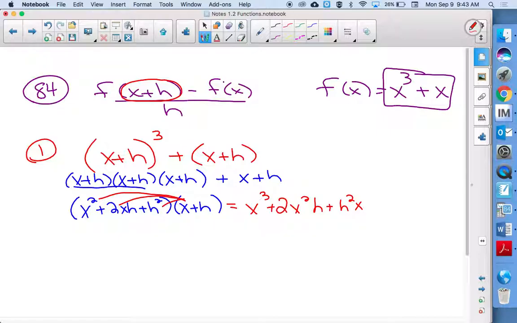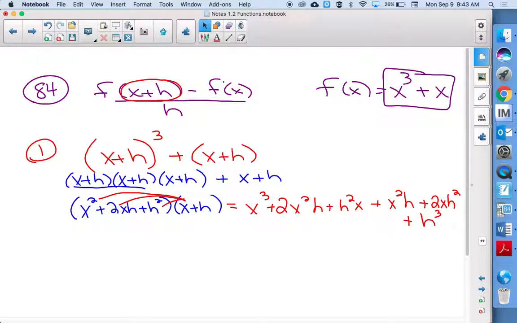I like distributing backwards. It's up to you how you want to work through that. But I distribute the x to everything in the front, and then I distribute the h to everything in the front. So just check your expanded form. See what you have for that expanded form. Right now I have x cubed plus 2x squared h plus h squared x, and then I have plus x squared h plus 2xh squared plus h cubed.